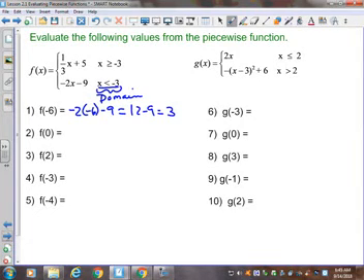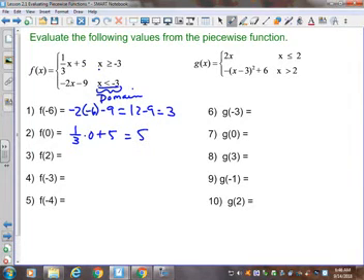When you choose 0, 0 is bigger than negative 3, so you would choose the first formula: 1/3 times 0 plus 5, because 0 is greater than negative 3 in the domain. So you're just picking which side of negative 3 you're on, so you'll know whether to choose the less than or the greater than equation. And that comes out to be 5, because 0 times anything drops off.